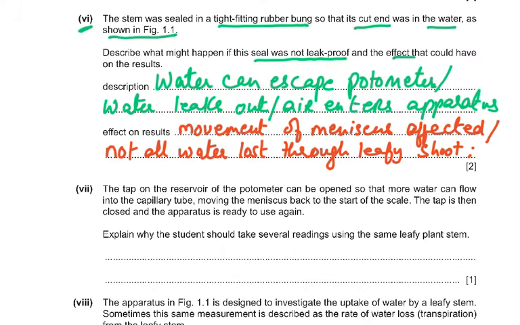Water can escape the potometer, or the water leaks out, or the air enters the apparatus. That's the description. Now the effect on the result is the movement of the meniscus is affected, and not all the water lost is through the leafy shoot.